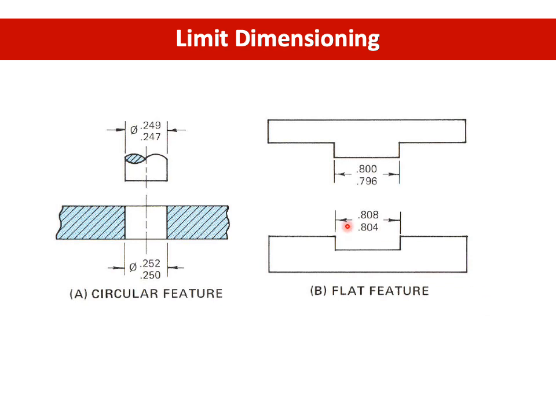So this is limit dimensioning for the circular features. These are the ways you show it in your drawing. Because it's circular, you need to put the diameter symbol. For flat features, make sure you use an extension line, and then also put your limit dimensioning like this. On top is your maximum, and the low value of your limits is at the bottom. It's all the same standard, either circular or flat.